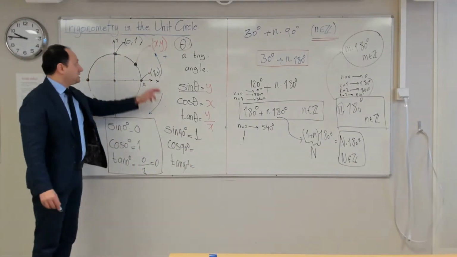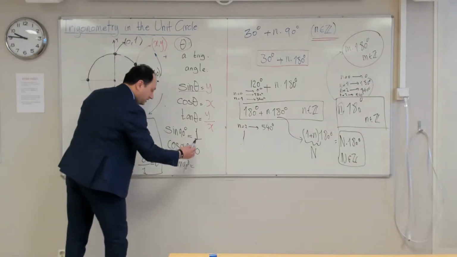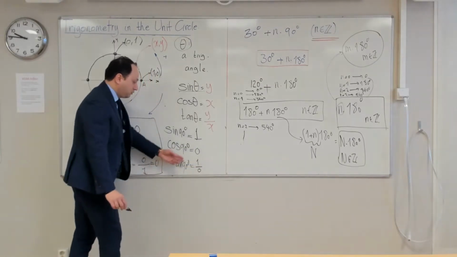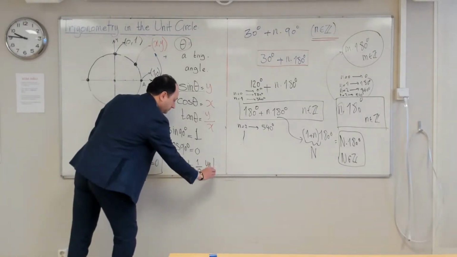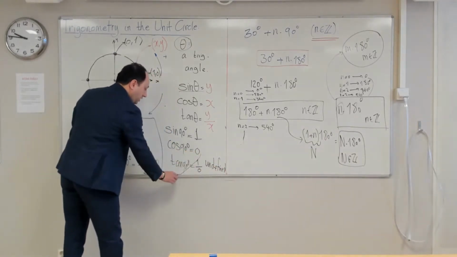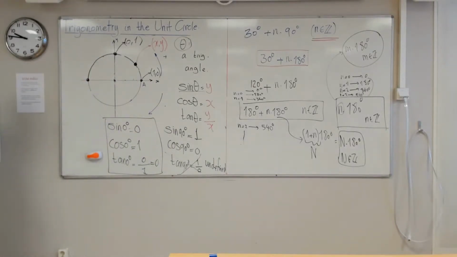Cosine of 90 is the x coordinate, is 0. And what is tangent? Tangent is the y coordinate divided by the x coordinate. Everyone knows, undefined. So tangent of 90 degrees is not a number. You can check with your calculator. You probably get an error or something. Okay?